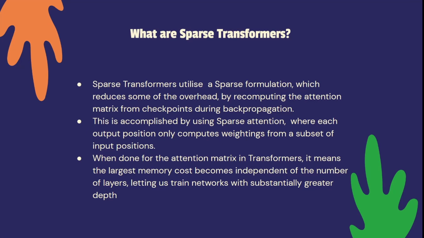Now, sparse transformers utilize what is called a sparse formulation, which reduces some of the overhead by recomputing the attention matrix from checkpoints during backpropagation, a well-established technique in deep learning. When done for the attention matrix in transformers, it means the largest memory cost becomes independent of the number of layers, letting us train networks with substantially greater depth than was previously possible, resulting in networks with as few as 128 layers, outperforming shallower networks on benchmark tasks such as CIFAR-10.